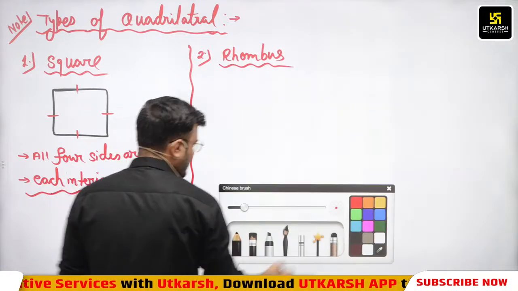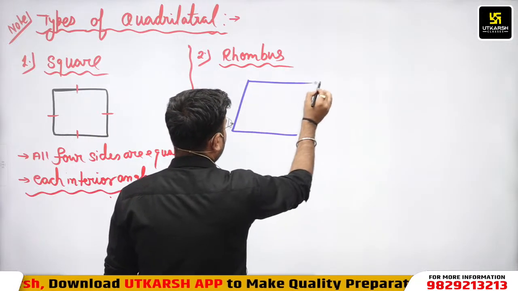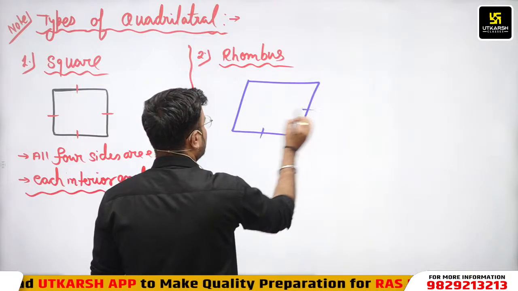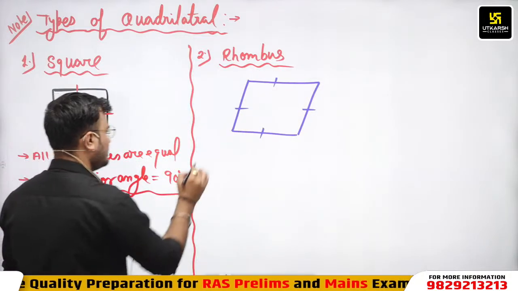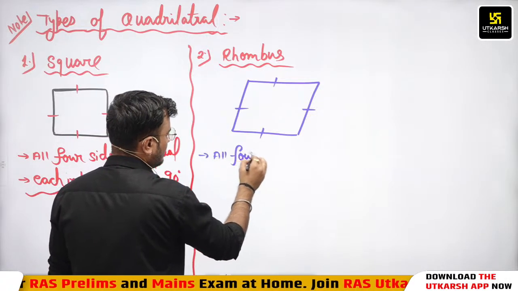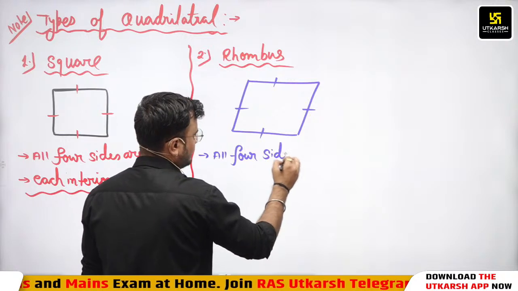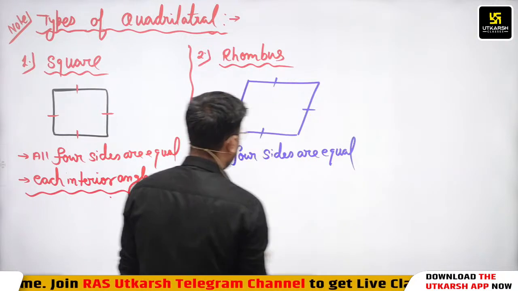So in a rhombus, like a square, all 4 sides are equal. In a rhombus also 4 sides are equal. All 4 sides are equal.